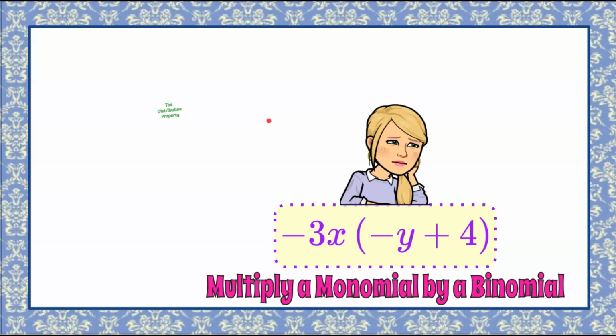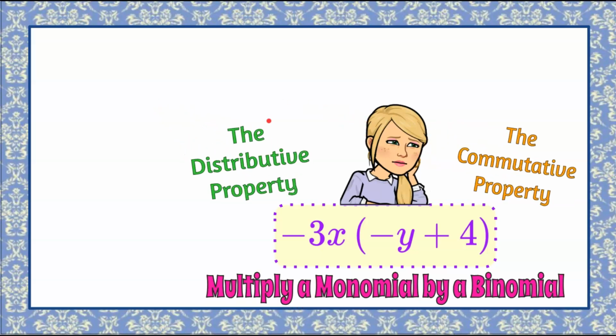And there you have it. That is how you multiply a monomial by a binomial using the distributive property and the commutative property.